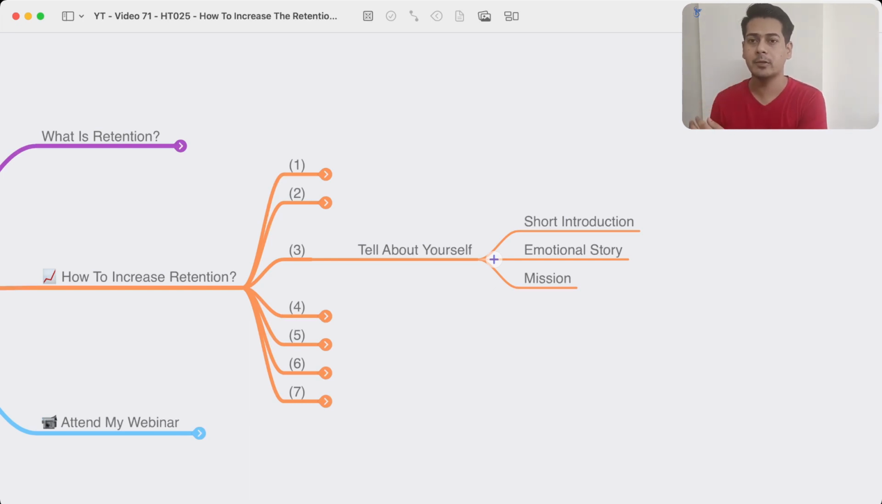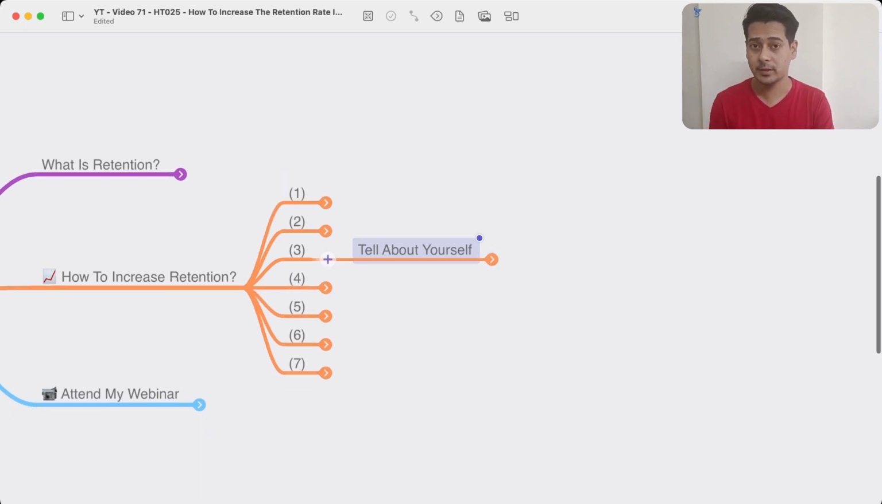Share a background, a backdrop of the steps that you took despite the challenges you faced, and how you got the results, and then share your mission. When you share your mission, people who resonate with you will stick with you.